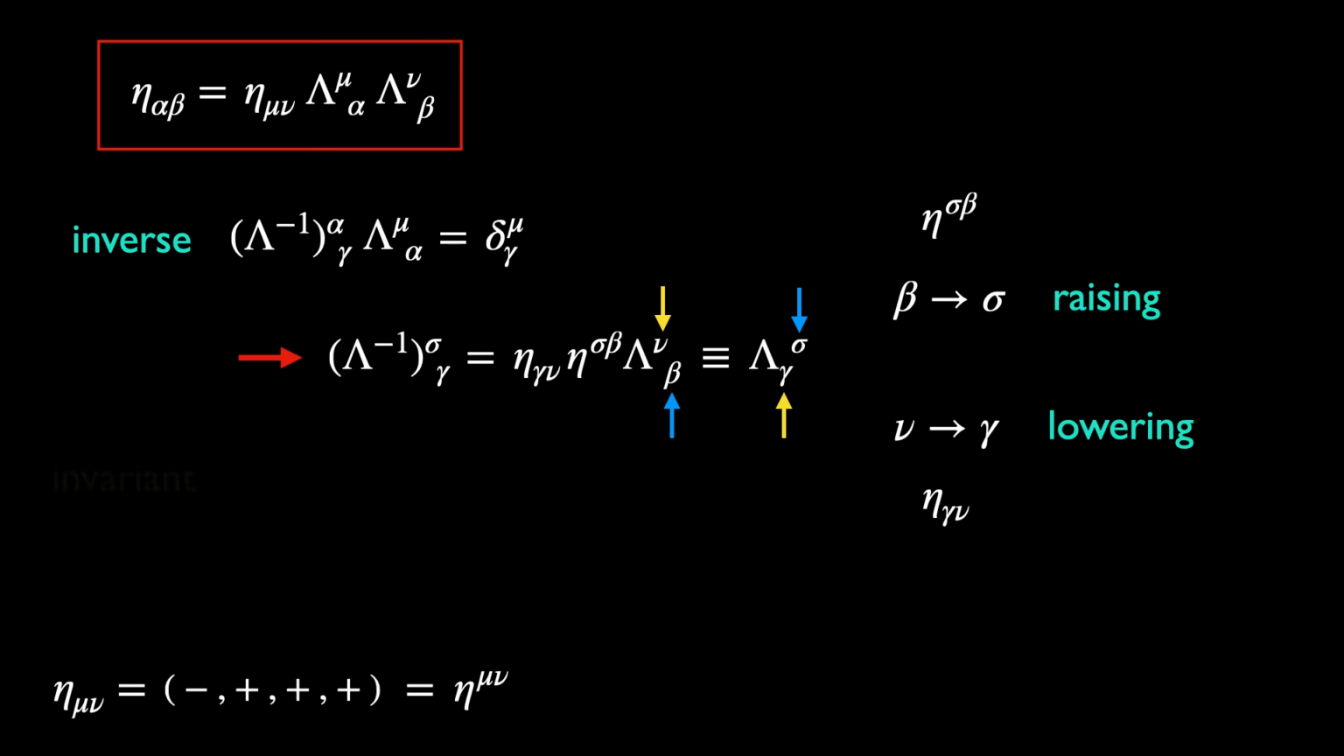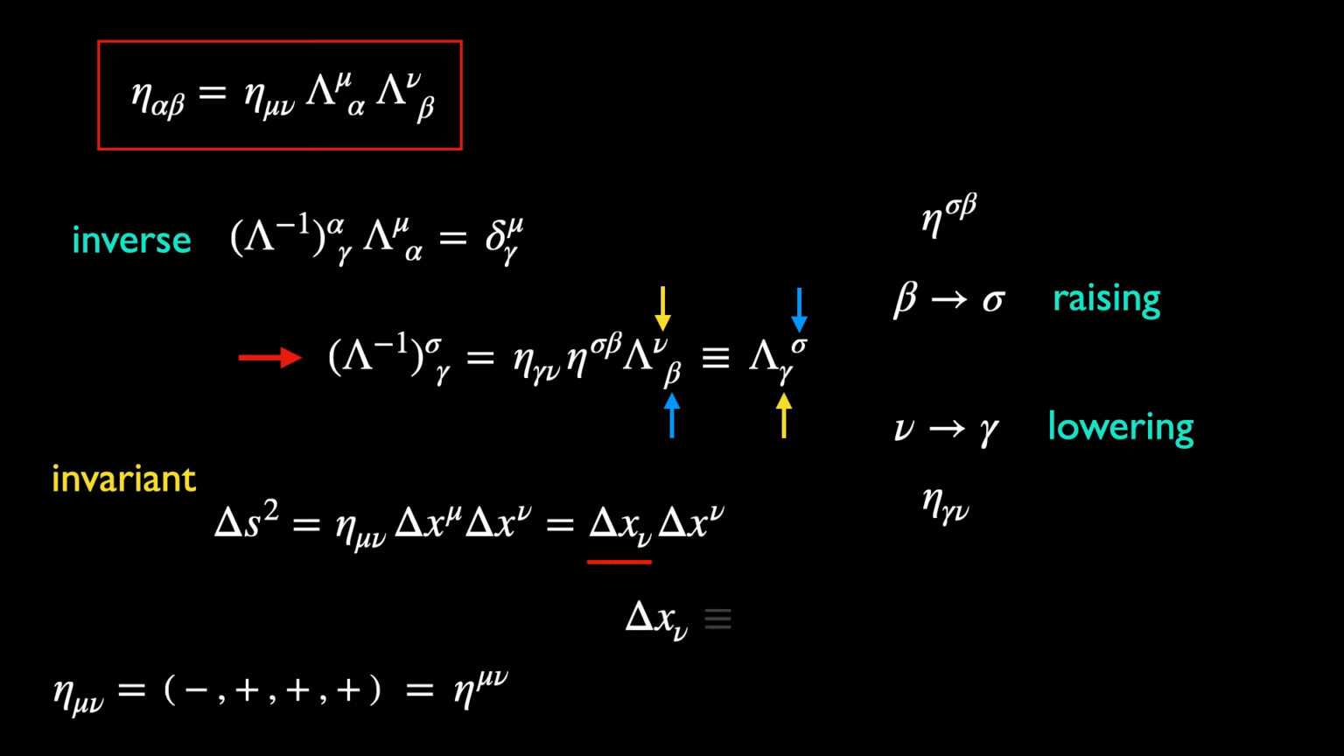For example, take the invariant distance. We can write this as the contraction between an upper index displacement and a lower index displacement. We can define this in terms of the upper index version, lowered by eta. As a result of the invariance equation above, the contraction of an upper index object with a lower index object automatically gives us something that is invariant under Lorentz transformation.